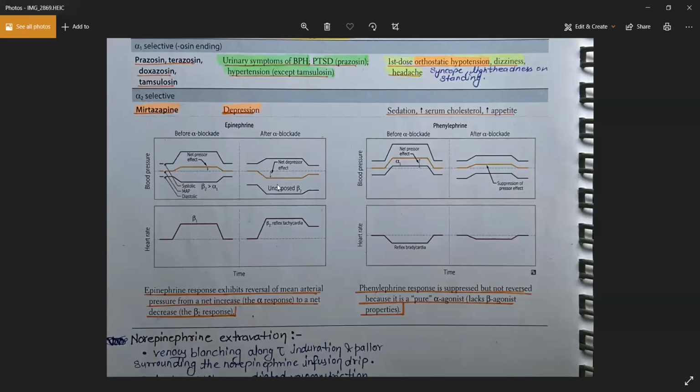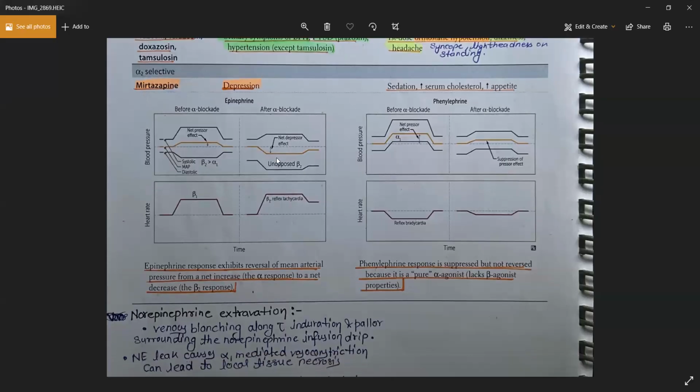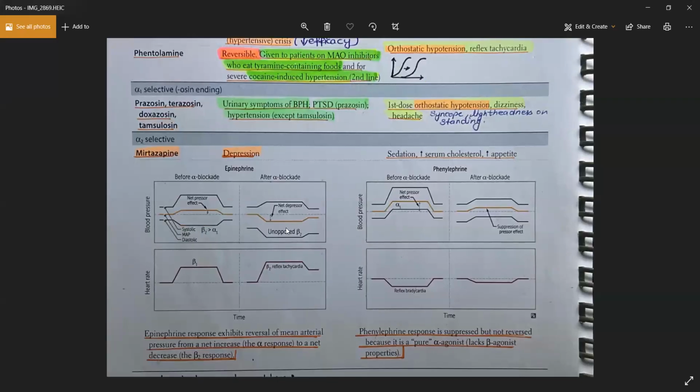Very much important. Then, PTSD is post-traumatic stress disorder? Yeah, exactly. You will use these agents also in case of PTSD. Mostly it is prazosin. How is it acting there? What is the action in PTSD? Of course, alpha stimulations.